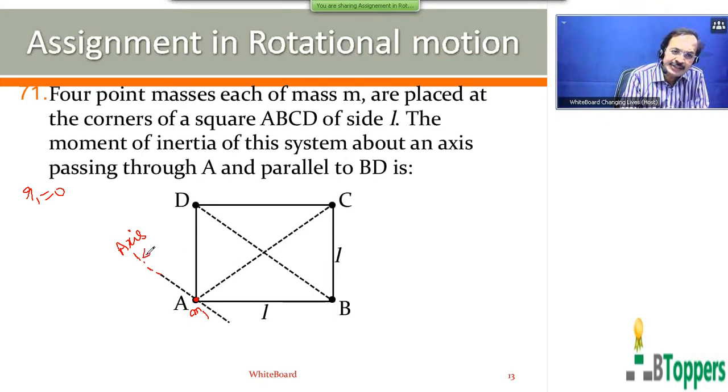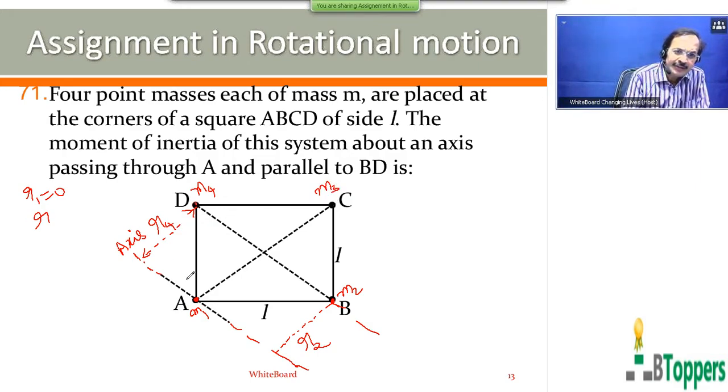The perpendicular distance between the axis and the fourth particle placed at the corner D will be the same as the perpendicular distance between the axis and the second particle situated at the corner B. The perpendicular distance of the third particle placed at the vertex C from the axis is equal to the length of the diagonal of the square. That is equal to root 2 times the length of each side of the square.